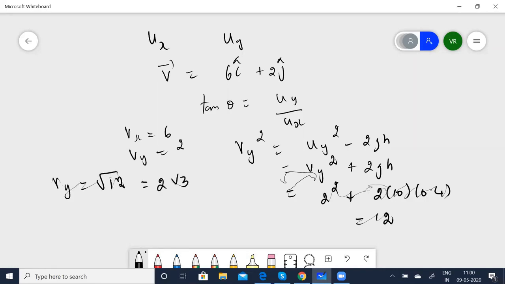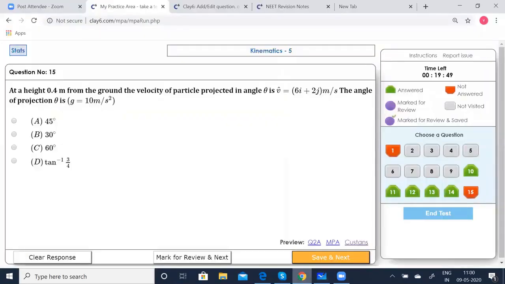Okay. Now what is tan theta? Tan theta is given as 2 root 3 by 6, which is equal to 1 by root 3, or this implies theta is equal to 30 degrees. You know, tan 30 is 1 by root 3. So let's see which option is correct. Option B is correct. Save that.